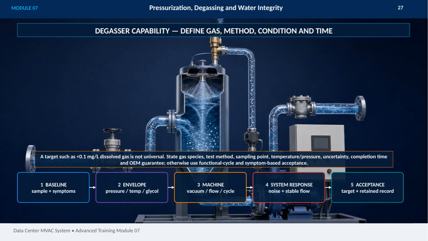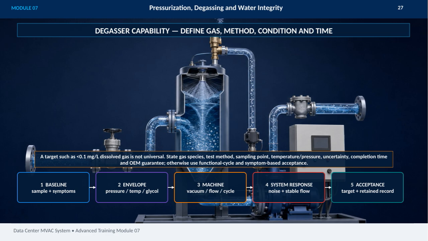We start with the baseline, which includes sample collection and identifying symptoms. Then we move to the envelope, where we monitor pressure, temperature, and glycol levels. Next is the machine phase, tracking vacuum, flow, and cycle parameters. The system response comes after, characterized by noise levels and maintaining stable flow. Finally, acceptance criteria must be established, including target values and retained records for verification.